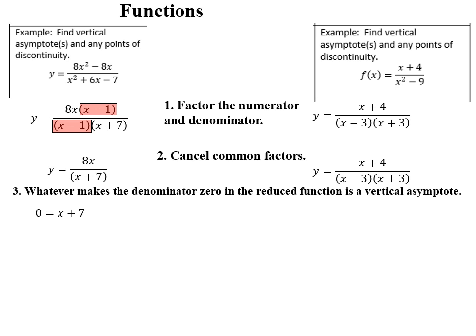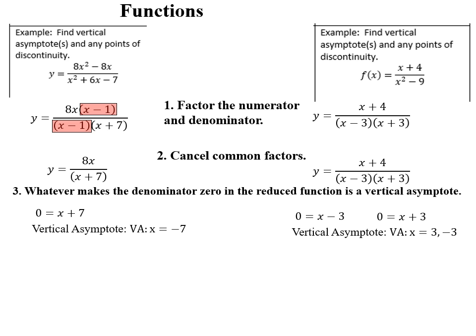We set that equal to 0. What plus 7 is 0? Well, negative 7. So it has a vertical asymptote of negative 7. That's x equals negative 7. On the other one, we take 0 equals x minus 3, 0 equals x plus 3. What makes both of those 0 is a positive 3 and a negative 3. So the vertical asymptotes are 3 and negative 3.